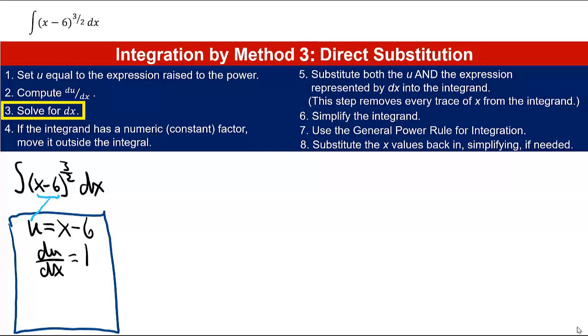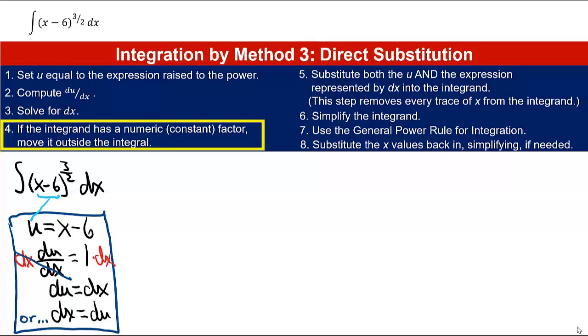Step 3 says solve for x. So we're going to multiply both sides by dx. On the left, the dx divides out, and you're left with du equal dx. Technically, we're solving for dx, so if you want to, you can write that dx equals du. Step 4 says if the integrand has a numeric constant factor, move it outside the integral. That's a number that's being multiplied by everything in the integrand. There's not one of those here, so that doesn't even apply.